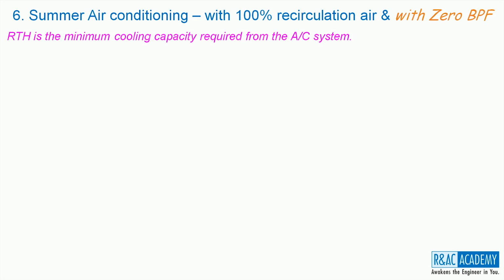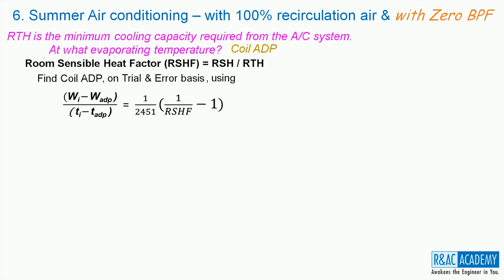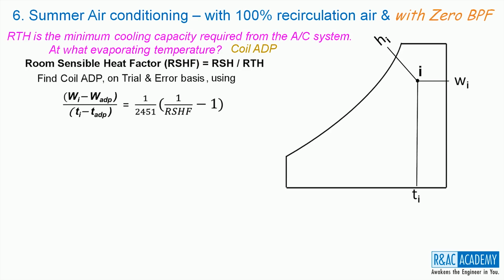Therefore, we should know at what evaporating temperature we want the air conditioning system to give us a minimum cooling capacity of RTH. In other words, we should find the coil ADP. We can compute RSHF using RSH and RTH. Then we can find the coil ADP on a trial and error basis using this expression. We know Ti and Wi corresponding to the state point I. Assume a T value and collect the corresponding W value from the psychrometric chart.